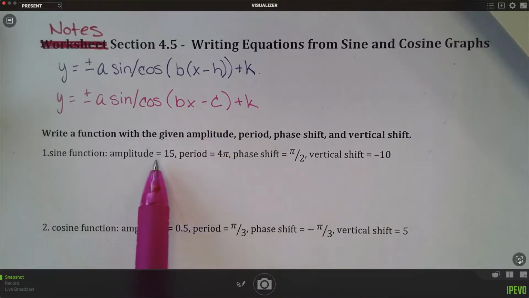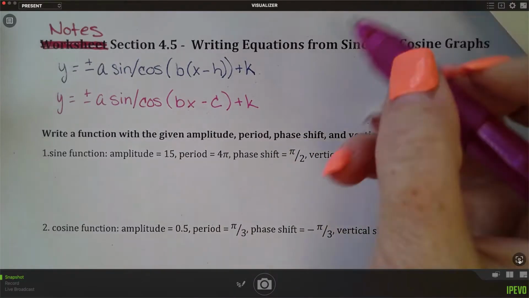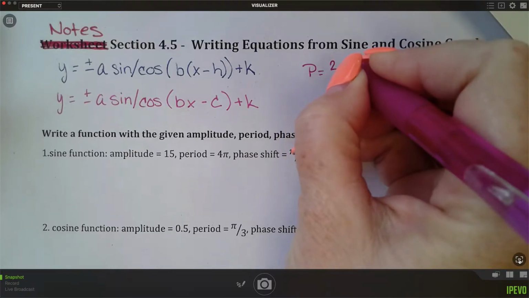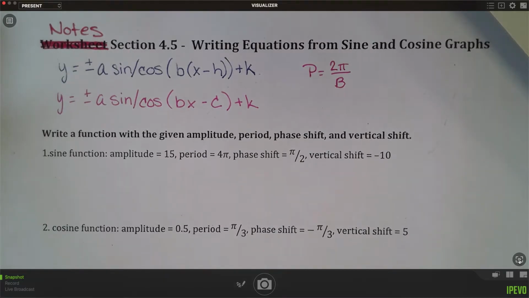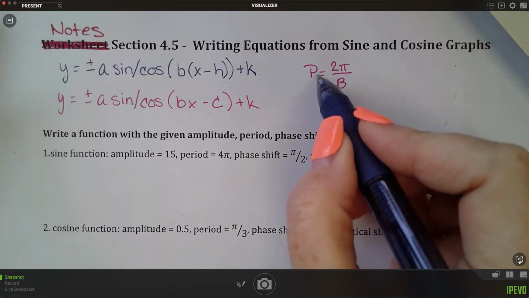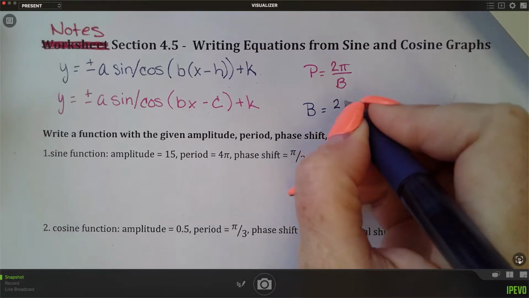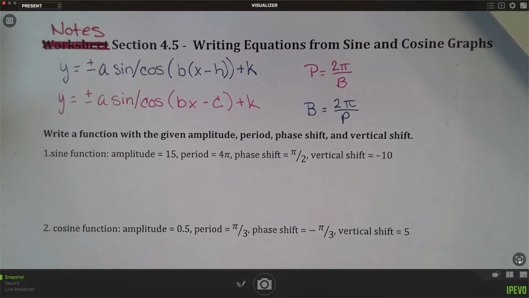Okay, the thing we don't know is if I give you a period, how do I get b? So we're going to come back up here. How did I find period from 2 pi over b? 2 pi over b. So if I'm solving that for b, because I need to know b, right? I would multiply both sides by b, wouldn't I? And then divide by p. So b equals, guess what? 2 pi over p. And period is the domain that it takes to complete one cycle, right? So you'll have to observe that on a graph. But this one just tells us.